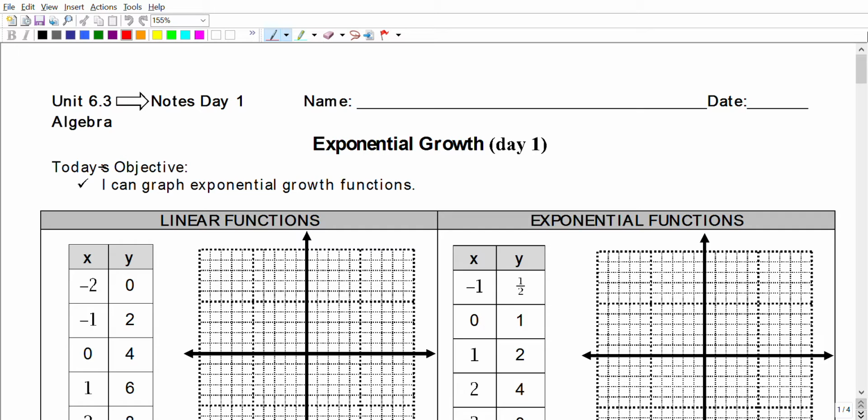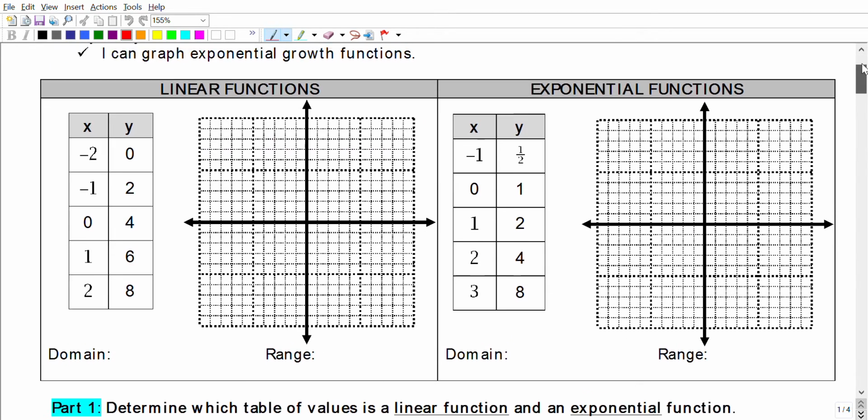Alright, so in order to do that, we want to get a basis of what we understand in terms of functions. So why don't we take a quick look at our linear functions, stuff that we've looked at in the past, but now we're going to see how that relates to our new topic. So first things first, let me go ahead and get my pen here. Alright, so in this linear function we have a few ordered pairs, so let's go ahead and graph it.